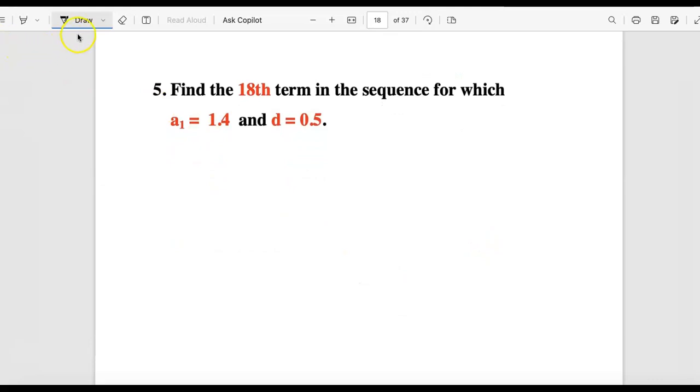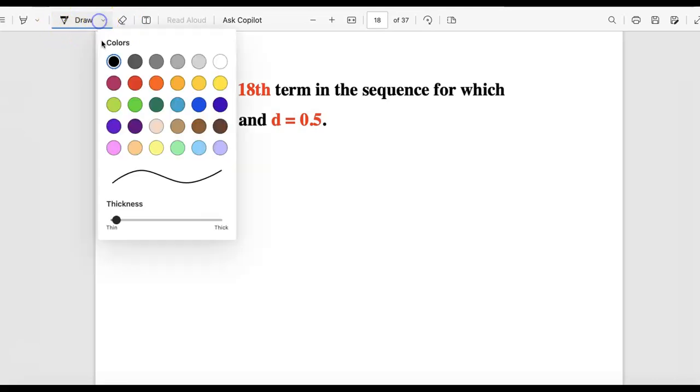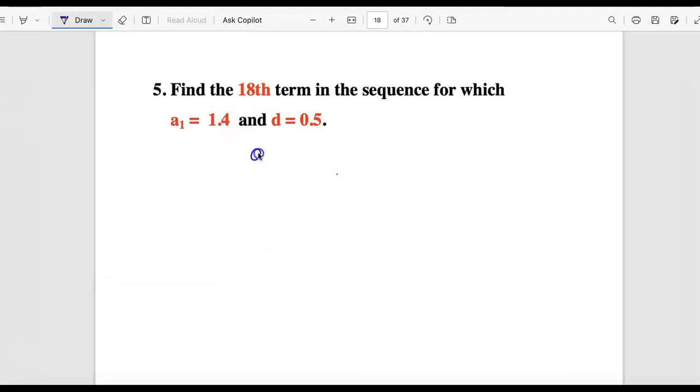Find the 18th term for which we have been given the first term and the common difference. Go ahead and pause the video and do this problem on your own. But make sure whenever you are doing this problem, first of all, you should write your general formula. That's a sub n is equal to a sub 1 plus n minus 1 times d, because it becomes easy for you since the question is asking for the 18th term. So what is the value of n? That's your 18.